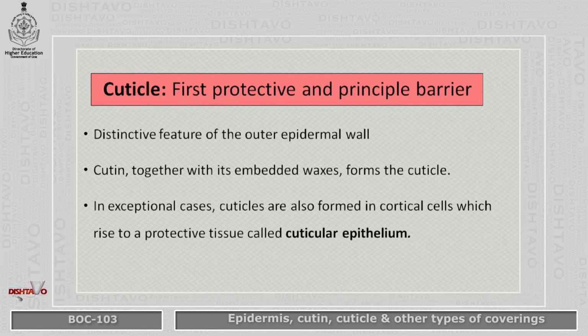Next is cuticle. It is the first and principal protective barrier against any kind of pathogen entering into the plant tissue. It is a distinctive feature of the outer epidermal wall. Now, what is cuticle made up of? It consists of cutin together with embedded waxes. In exceptional cases, cuticles are formed in the cortical cells, which give rise to a protective tissue known as cuticular epithelium. Usually cuticles are derived from the epidermis, but sometimes, in exceptional cases, they are derived from cortical cells, which give rise to cuticular epithelium.